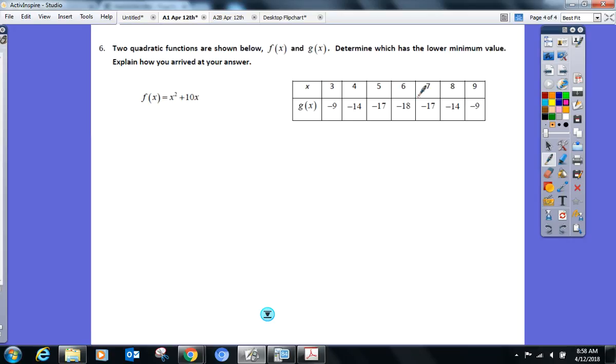Okay, there we go. Everyone see, for g of x, the minimum equals negative 18. Are we okay on that part? We all good? It's negative 18. It's the smallest, it's the lowest value. All right, f of x. Open up or down?